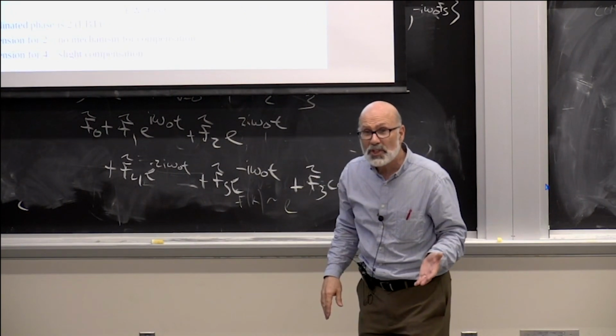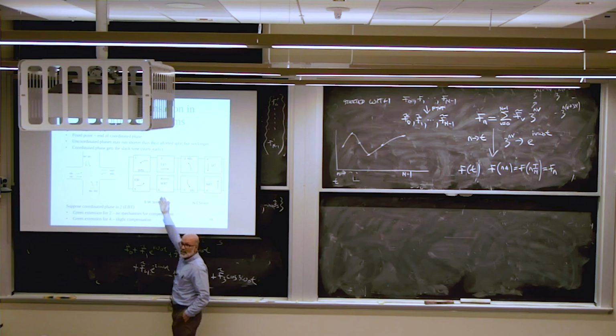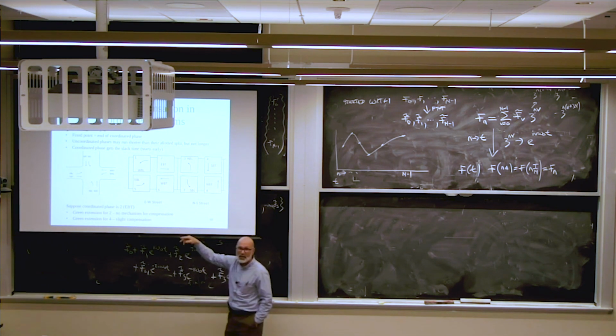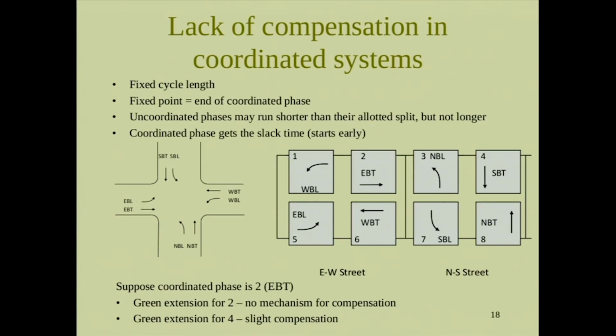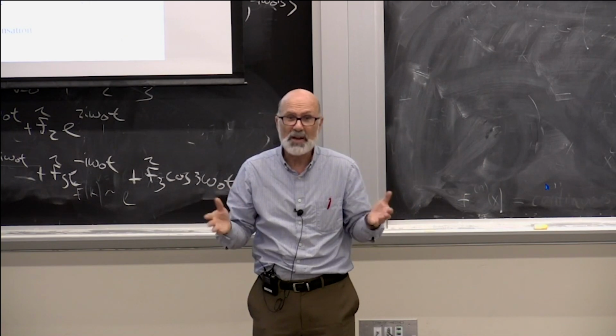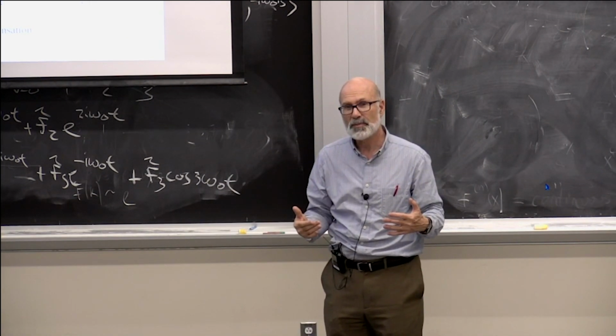Is there any compensation going on here? None at all. Phase 6, the coordinated phase, got an extra 15 seconds. The competing phases, they all got cut short. And now phase 6 comes up for a full phase. That's the way our coordinated systems are programmed to work. They don't have to be programmed that way, but that's the way they are. I mean, if you buy them from any American supplier, that's how they're programmed to work.